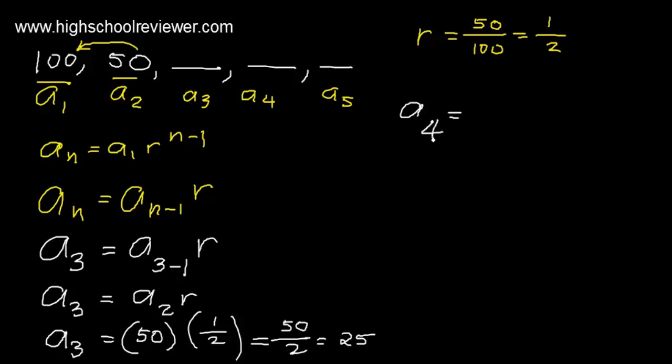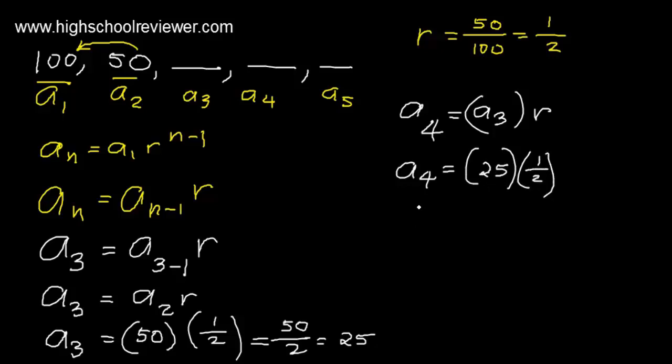So a sub 4 now would be a sub 3 multiplied by r. And then let's substitute the values. So our a sub 3 is positive 25. Multiply this by 1 over 2. So a sub 4 would be equal to 25 divided by 2, or this will be 12 and 1/2.